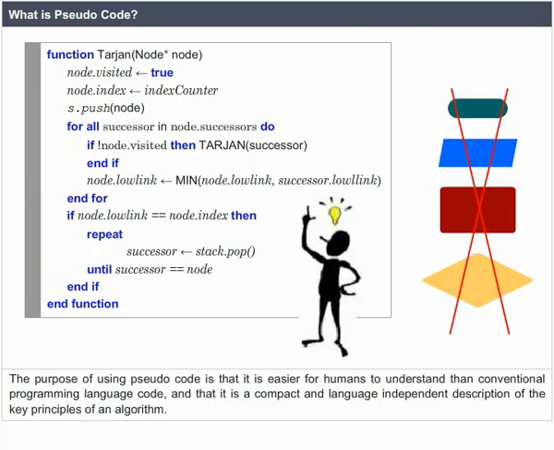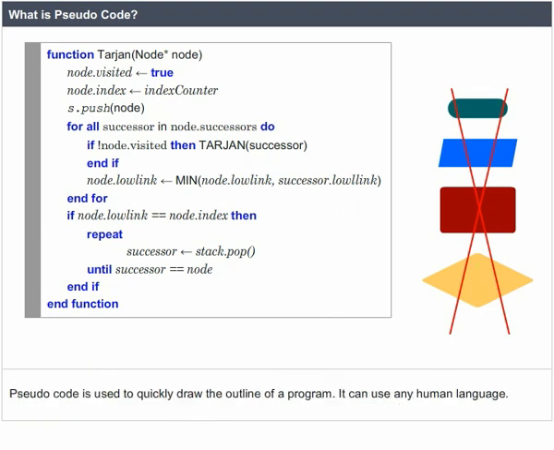The purpose of using pseudocode is that it is easier for humans to understand than conventional programming language code, and that it is a compact and language-independent description of the key principles of an algorithm. Pseudocode is used to quickly draw the outline of a program. It can use any human language.